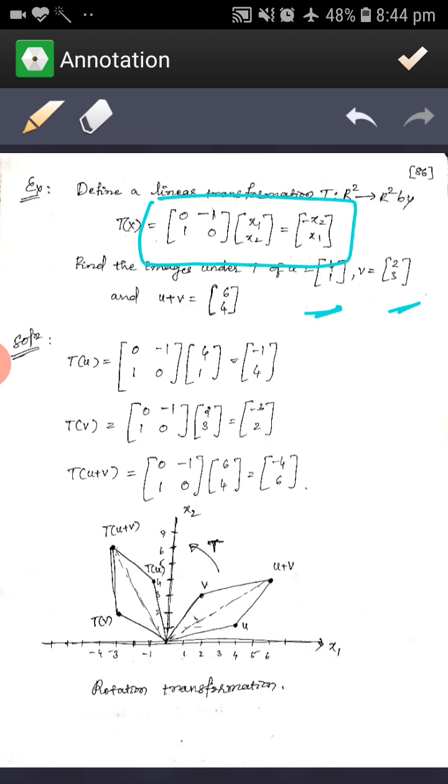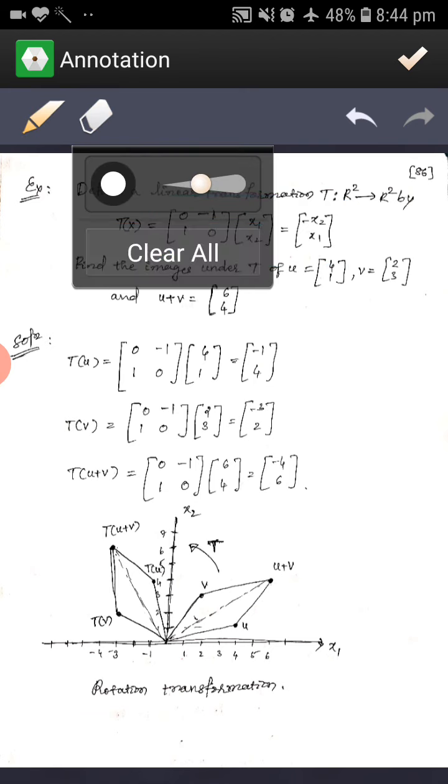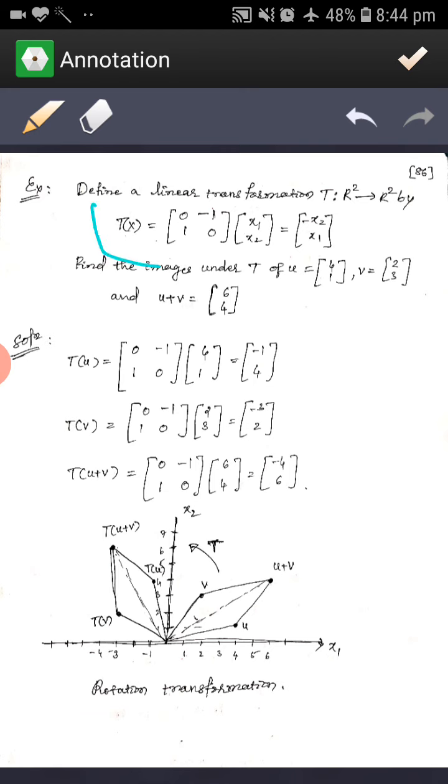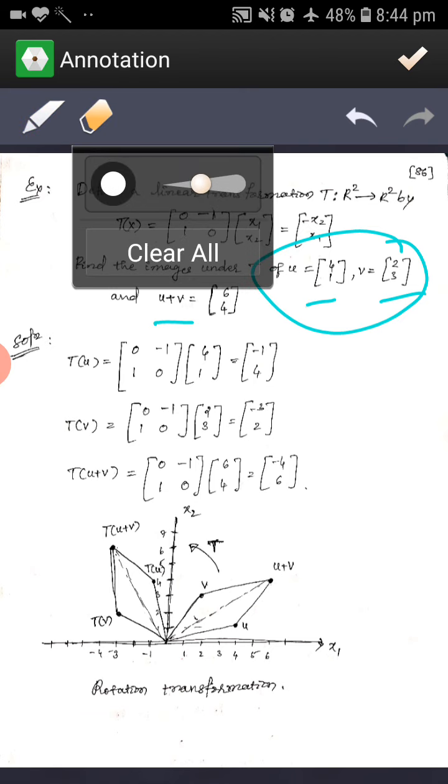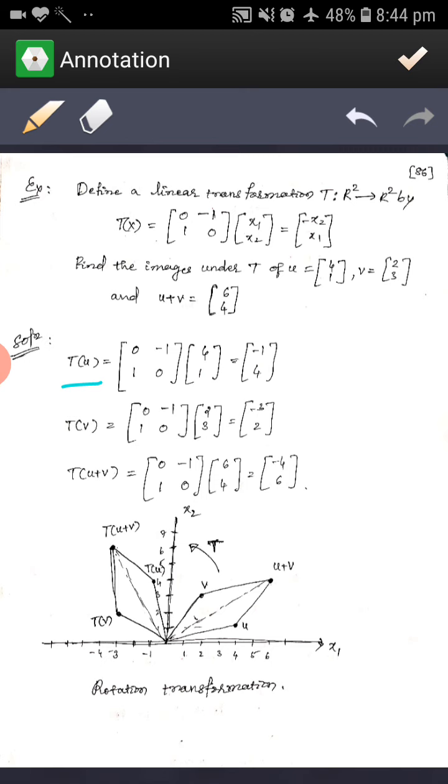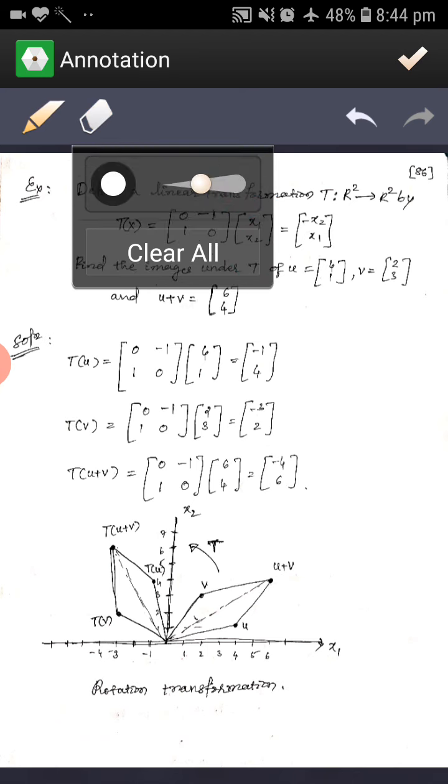So now the examples. Find the images under T of u and v, if u and v are like these vectors and u plus v is equal to (6, 4). What we need to do is take the individual vectors, so T of u. What is T of u? T of u is the transformation of u; instead of x we are taking u, v like that.